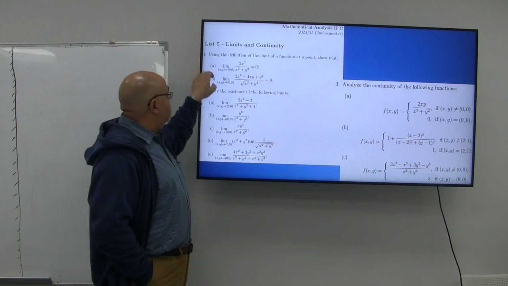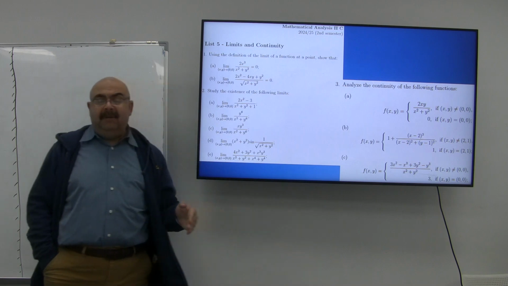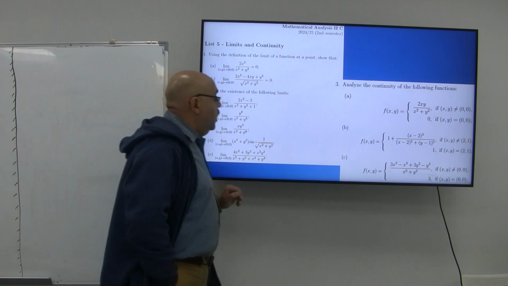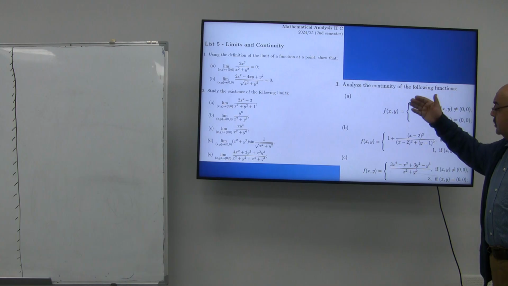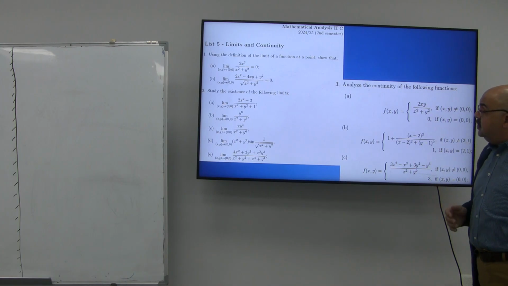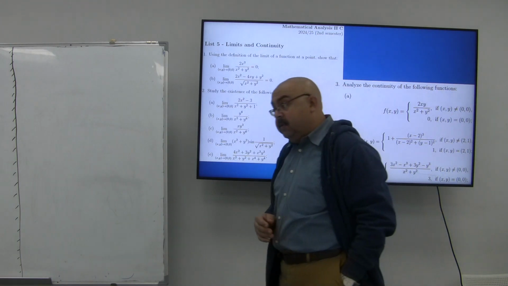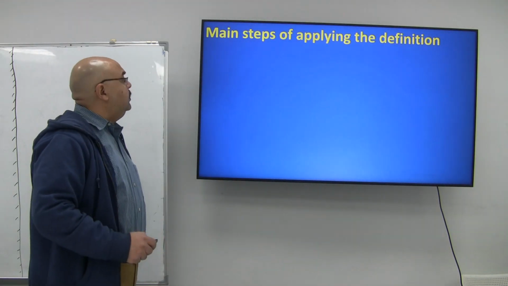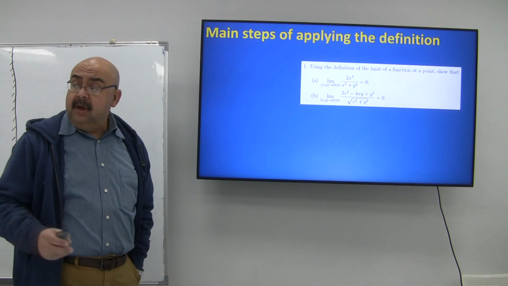Also, we study the existence of the following limits. These are some limits, and I want to discuss their existence. Here, analyze the continuity of the following functions, and you have more than one problem. I will probably solve some of these continuity problems, some of problem 2, and I will solve problem A with you. Before starting, here are these two problems. We will go through them step by step.